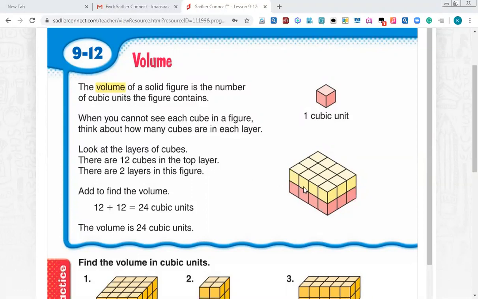You have to look first at the top layer. There are 12 cubes. 1, 2, 3, 4, 5, 6, 7, 8, 9, 10, 11, 12. So in the top layer, there are 12 cubes. How many layers do we have here? We have two layers. 1, 2. So first step, you have to count how many cubes you have in the top layer.